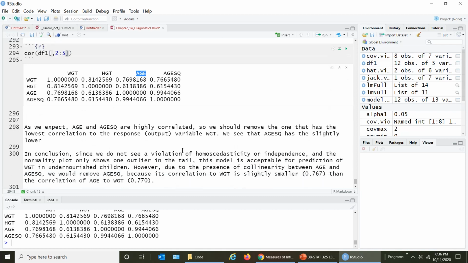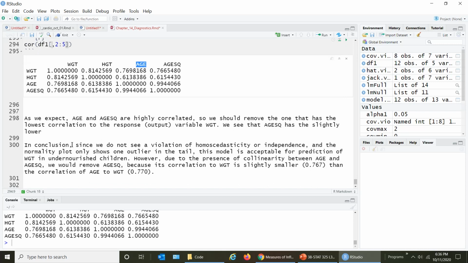Okay. So now, in conclusion, we don't see a violation of homoscedasticity or independence. The normality plot only shows one outlier, and that was in the tail, and we kind of expect that. So this model is actually acceptable for prediction of the weight in undernourished children. However, the one problem we did find was colinearity between age and age squared. So we would remove age squared because its correlation to weight is slightly smaller than the correlation of age to weight.